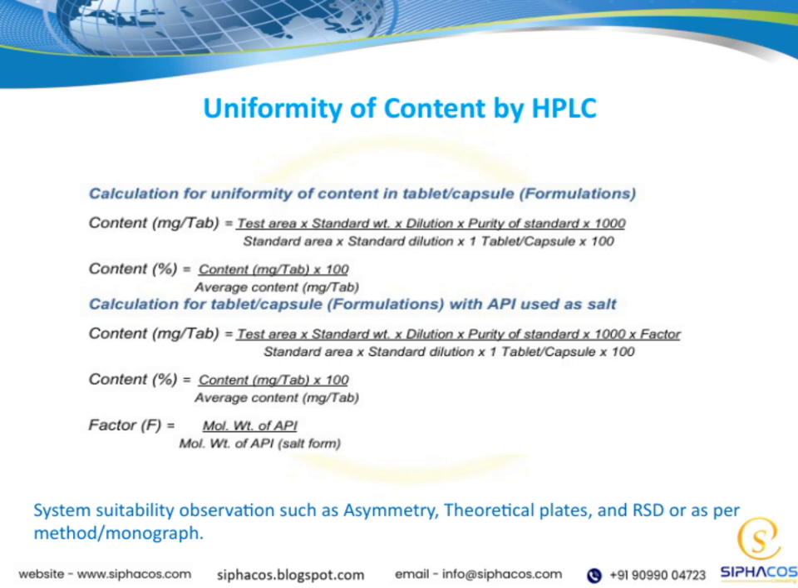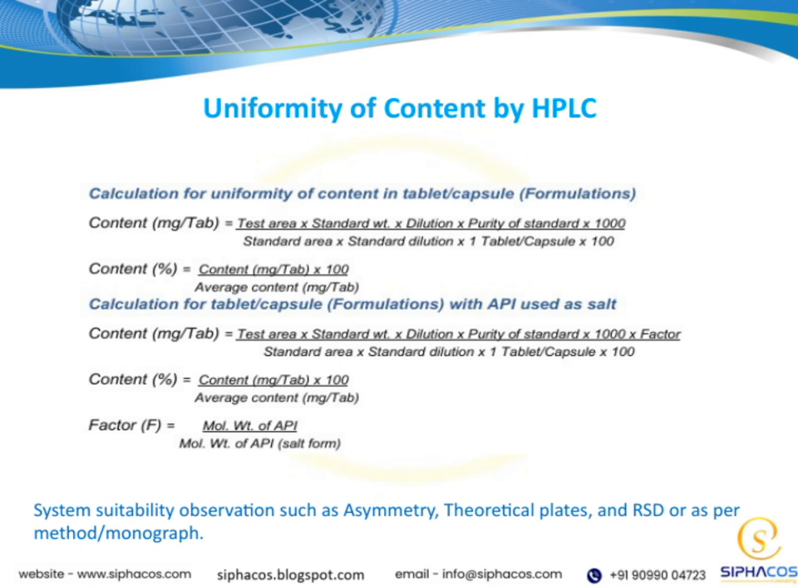Focusing on uniformity of content by HPLC. This is a key aspect because it verifies that the method consistently produces accurate and precise measurements across multiple samples. In practice, we check that the system's performance parameters meet the specified criteria, which ensures the reliability of our results.